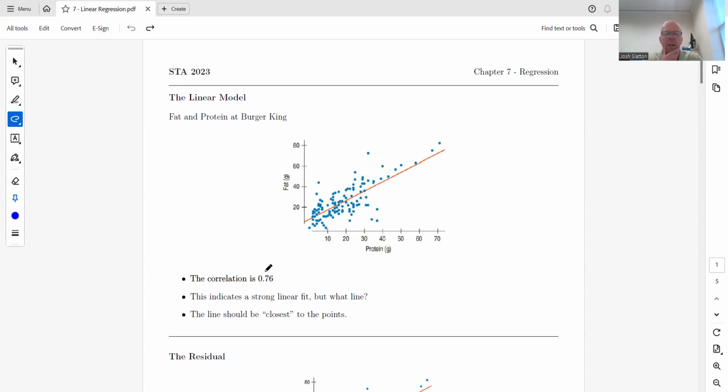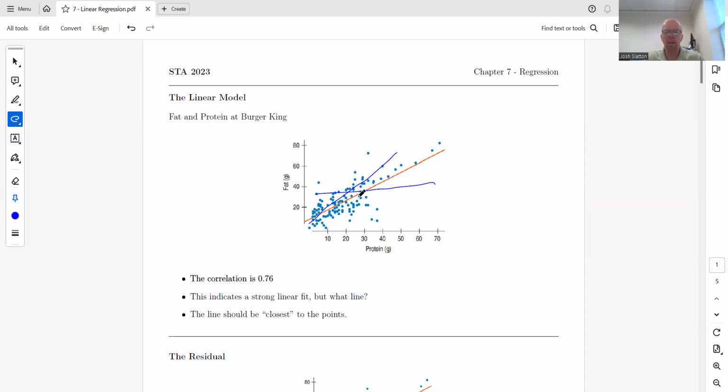We can see we're given the correlation is 0.76. If you remember from chapter 6, when we did correlation coefficients, the closer the correlation is to 1, the stronger the fit is, the stronger the relationship. And so this is getting borderline moderate to strong relationship. And so we can talk about what is the line. Obviously you could draw many lines through these points. But what is the best line?